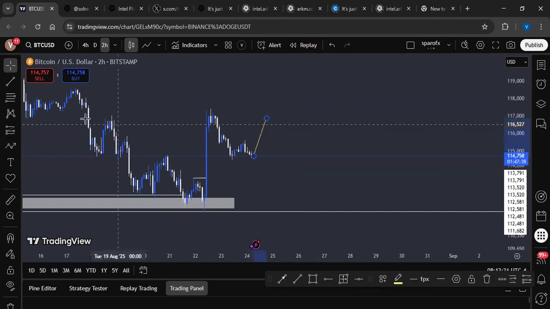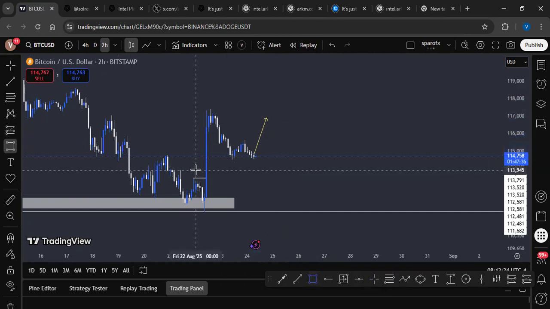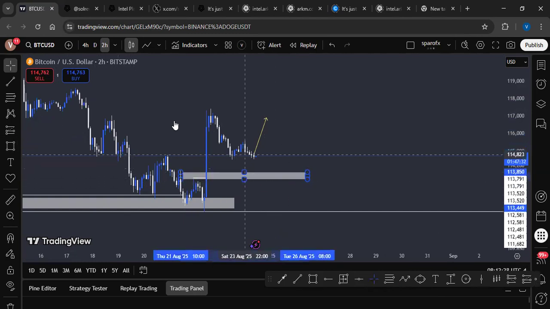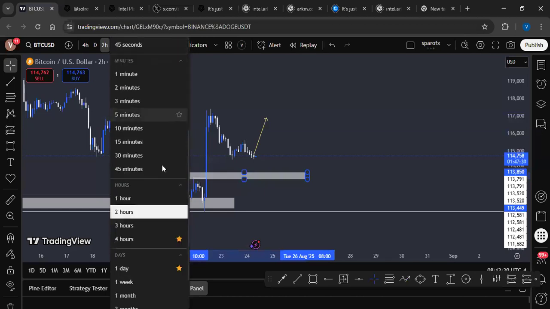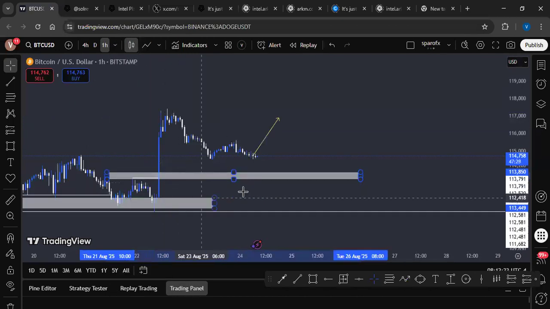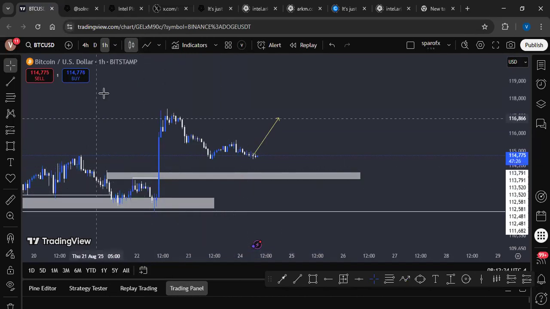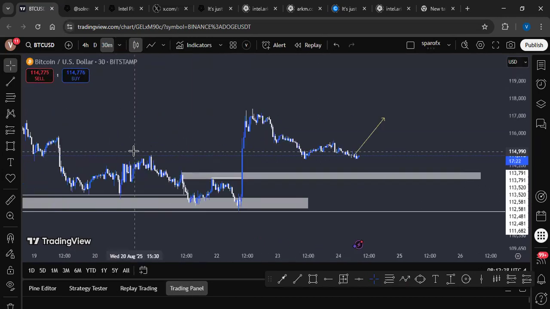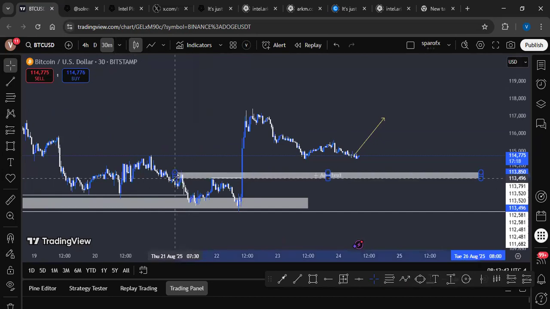And I'll be using this point as a breaker block. I think this should be a breaker block. Let me use the 1 hour time frame. Can't see the breaker block properly. Good. The 15 minutes time frame. Can see the breaker block right there.